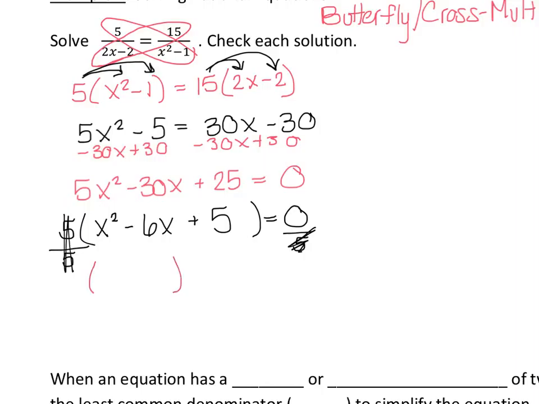So, Josh, what will these factors be? They multiply to get 5 and add to get negative 6. Negative 5 and negative 1? Whoops, I wrote that wrong. My bad.